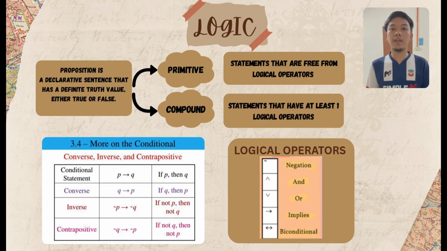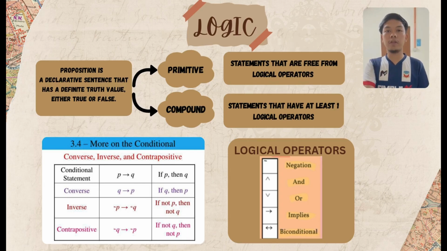And let's take a look at the pictures on the bottom slide. First picture, we have five logical operators: negation, and, or, implies, and biconditional. Next picture, we have four statement conditions. First, conditional statement. Second, converse statement. Third, inverse statement. Lastly, contrapositive statement.